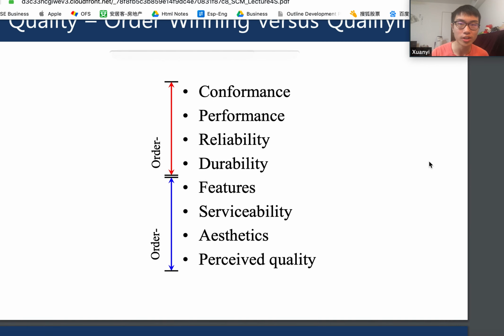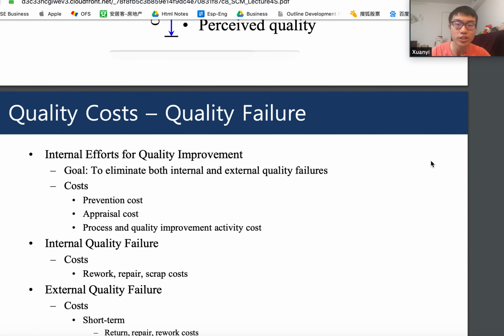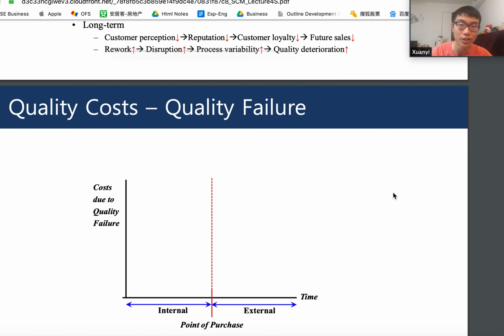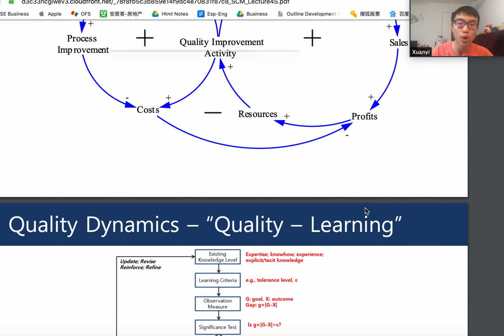First of all, we started with understanding the 8 dimensions of quality management. We talked about order winning versus order qualifying elements, and after that we had a short discussion about internal quality failure and external quality failure. Then we went on to the technical dimension and the organizational dimension. We talked more on the side of the organizational dimension, and then we went through improvement dynamics.